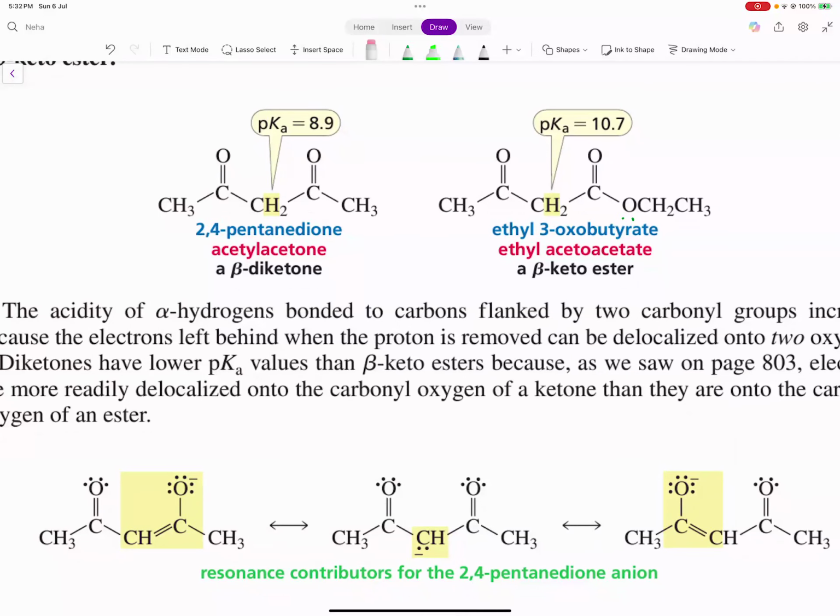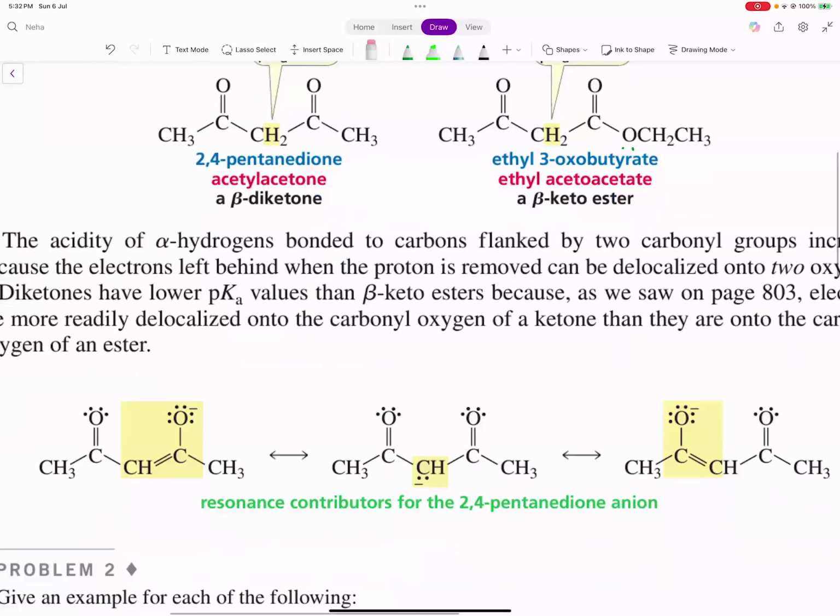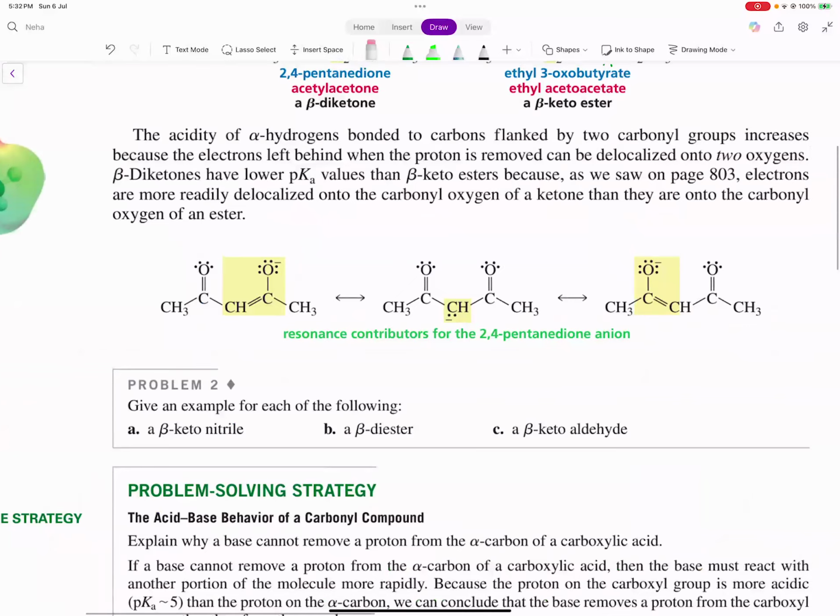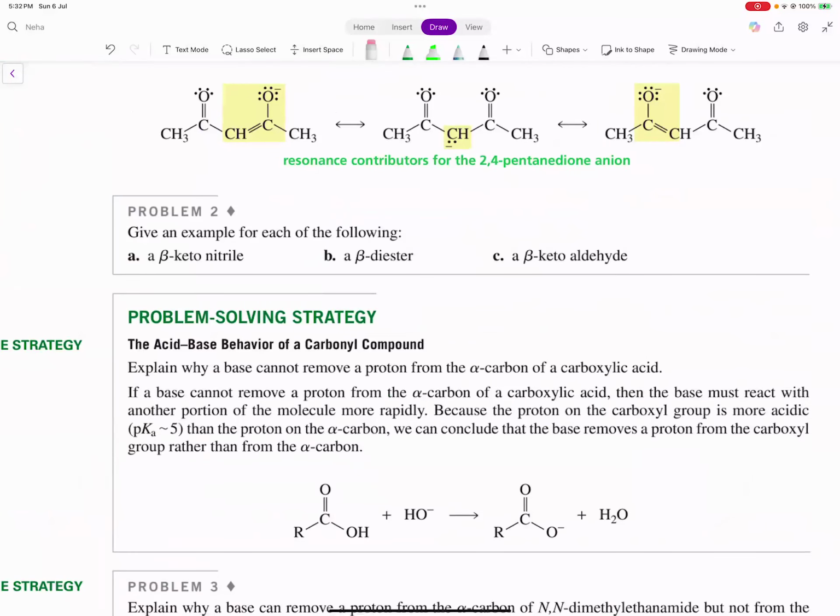And it's again the same thing. You have to do this as homework.